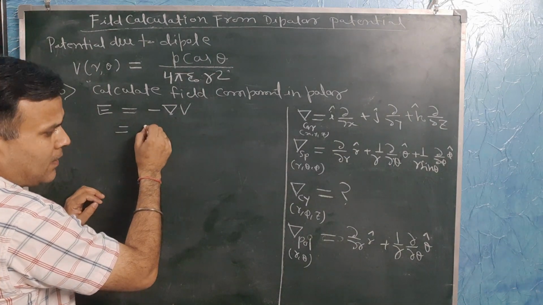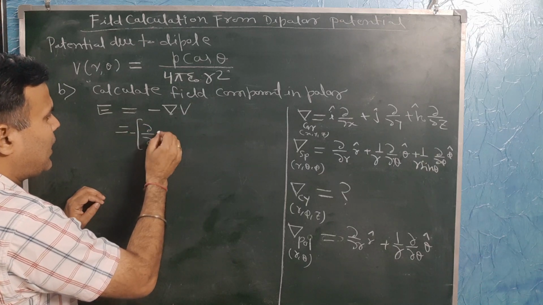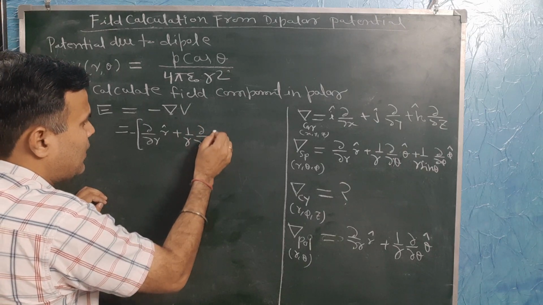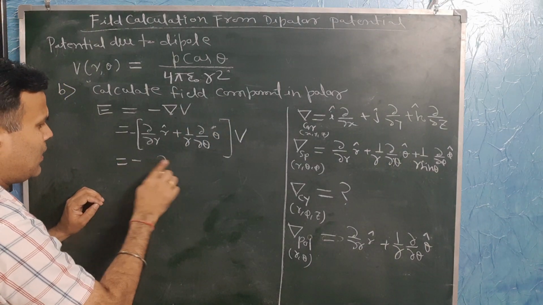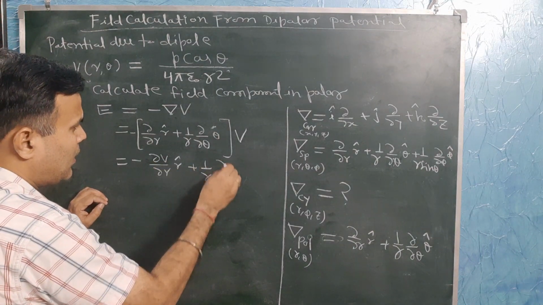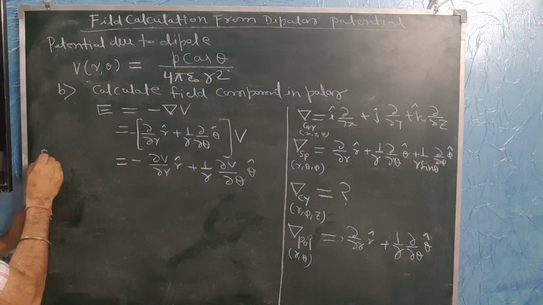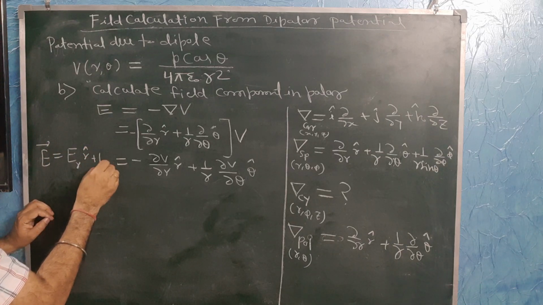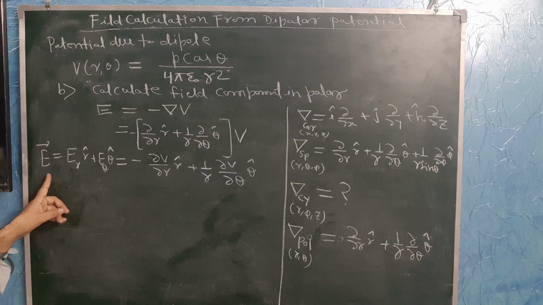So what is E? E is minus del V. Taking the minus sign out, del by del r r cap plus 1 by r del by del theta theta cap acting on V. So you can write it as minus del V by del r r cap plus 1 by r del V by del theta theta cap. This is the electric field, which is Er r cap plus E theta theta cap. This is the expression of the electric field in the polar coordinate system.